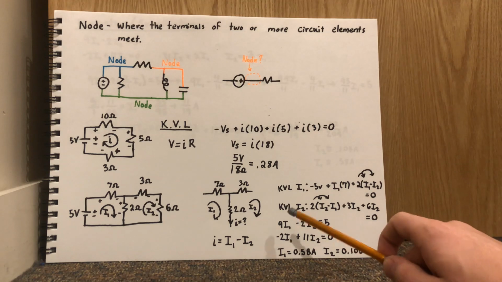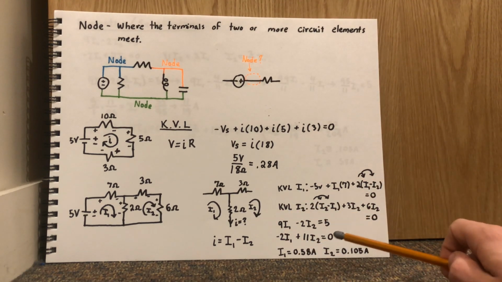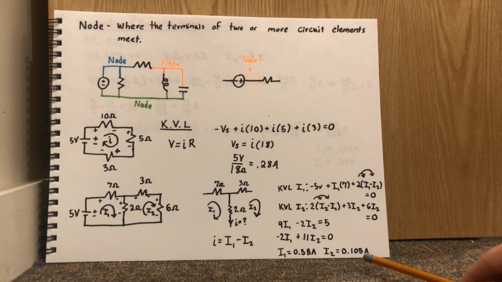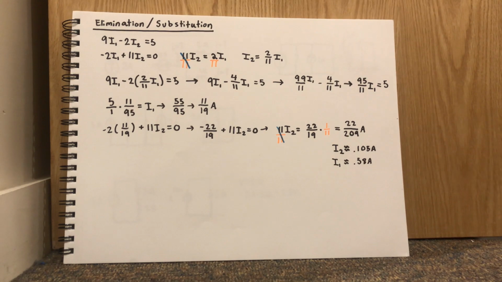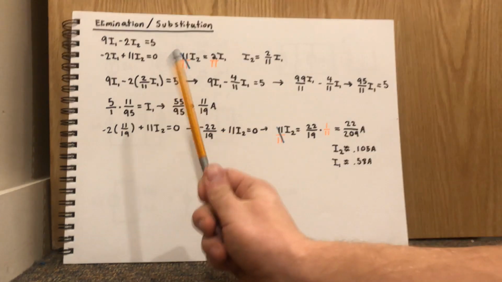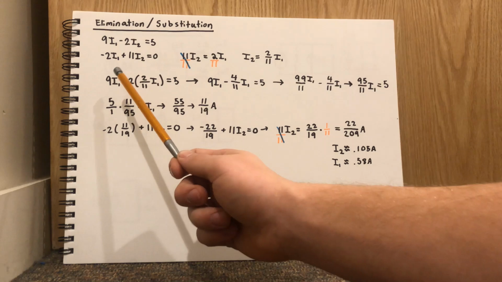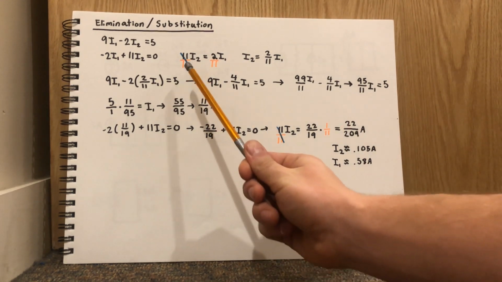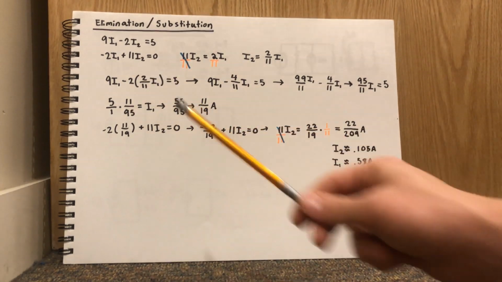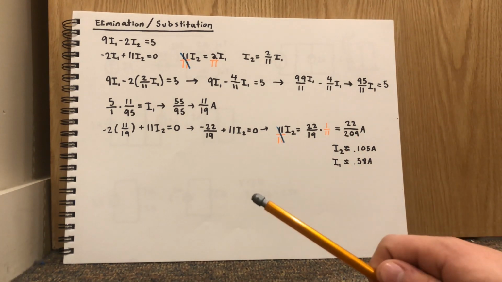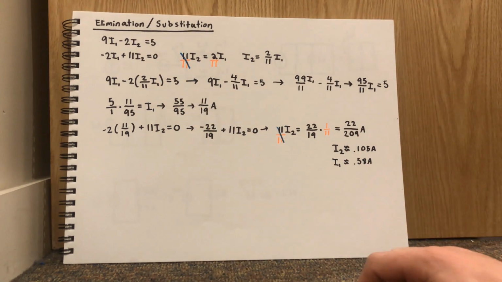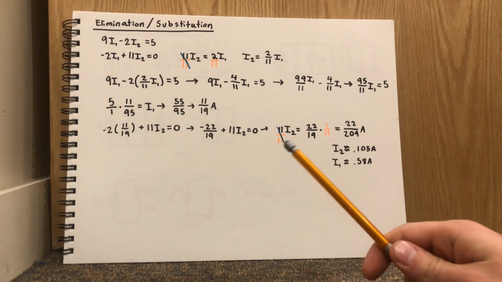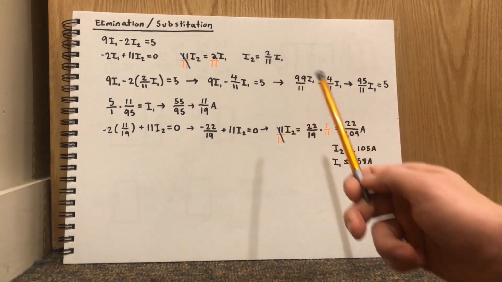All right, and to solve this, I just used substitution or elimination, and I'll give you guys a quick refresher on that. So here are our equations from earlier that we found. 9I1 minus 2I2 is equal to 5. Negative 2I1 plus 11I2 is equal to 0. So I wanted to solve for I2 first. So I kept I2 on one side and brought I1 over for the second equation. And this one I thought would be easier since it didn't have this constant on this side that we had to worry about. So then we end up finding that I2 is equal to 2 over 11 I1.